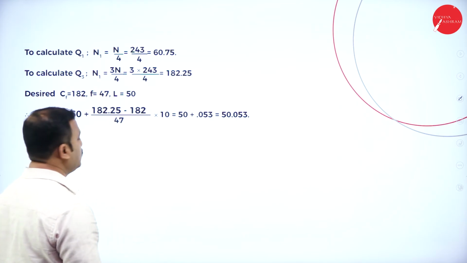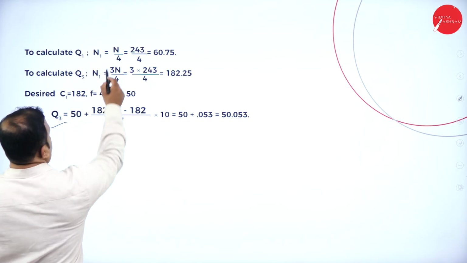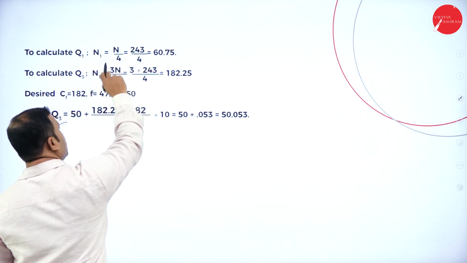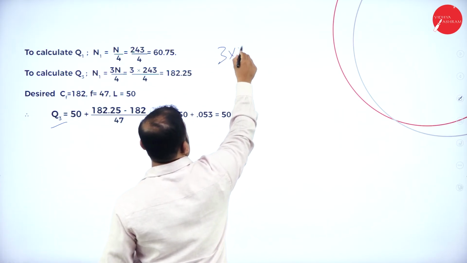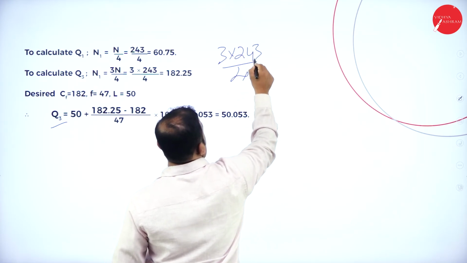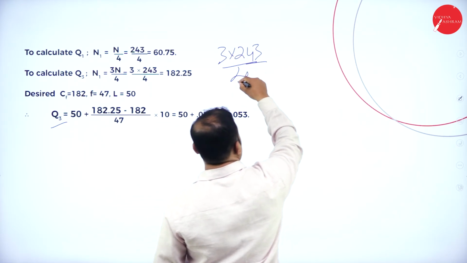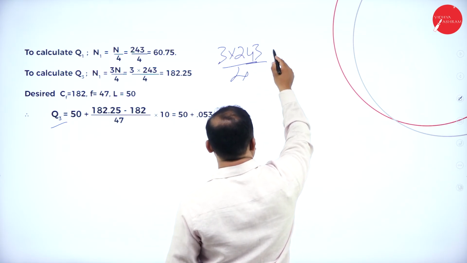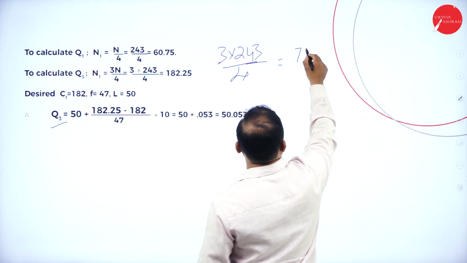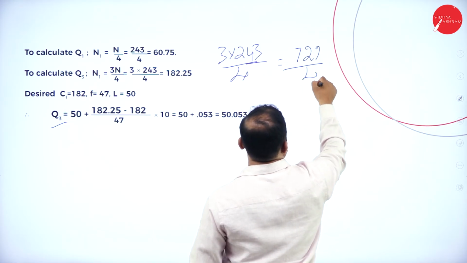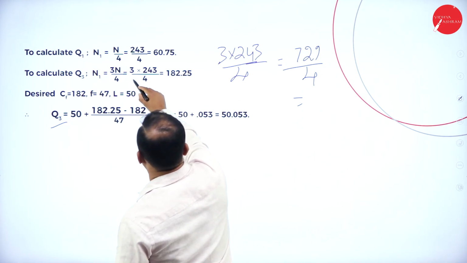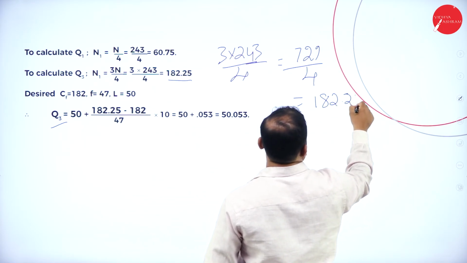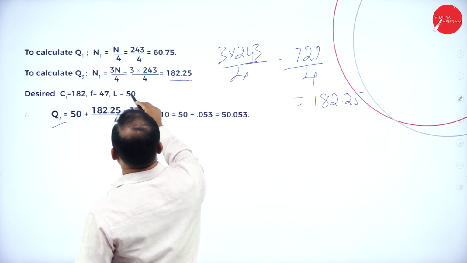How can we find out the value of Q3? That is equal to 3N by 4. What is the value of N? That is 243. 3 into 243 by 4, which is equal to 3N by 4. That is 729 by 4, which is equal to 182.25. We have the values like this, that is N1.